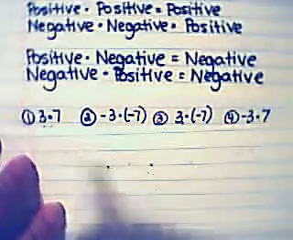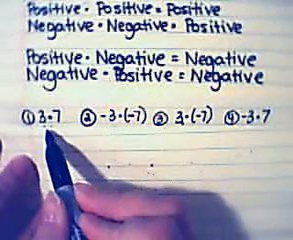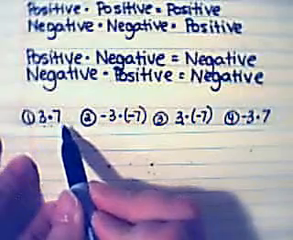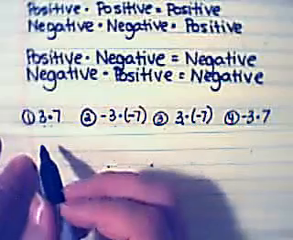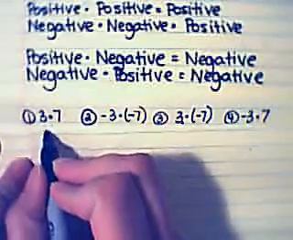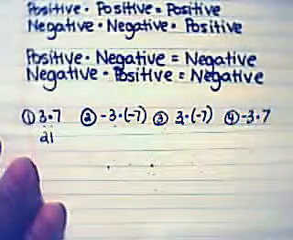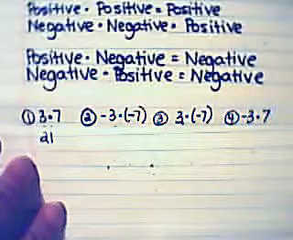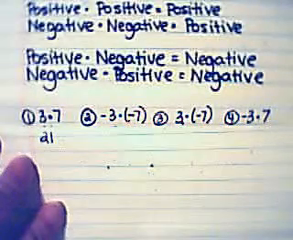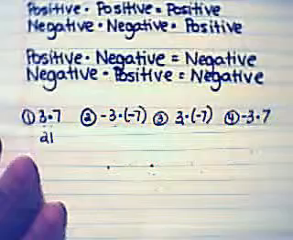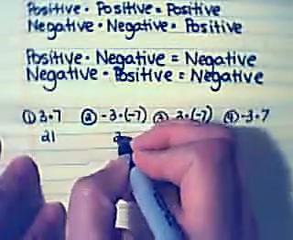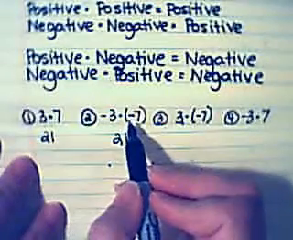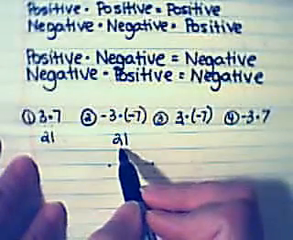Let's walk through these examples. Positive 3 times positive 7. You've got a positive times a positive, so your answer is positive. 3 times 7 is 21. Next example, number 2. Negative 3 times negative 7. 3 times 7 is 21. And since both signs are negative, your answer is positive 21.